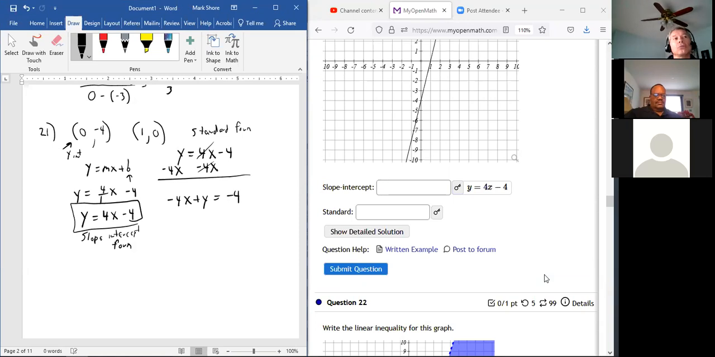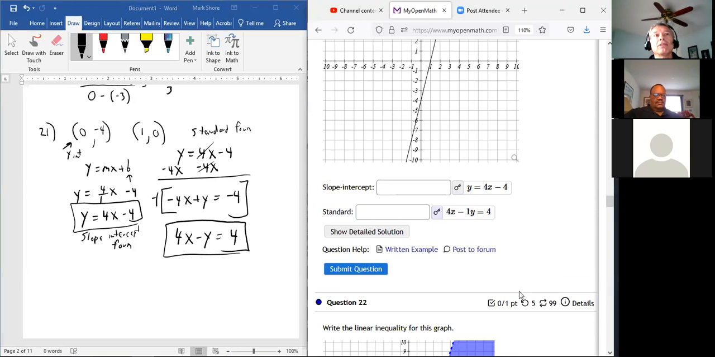Now you also don't want your leading coefficient to be negative, and you can clean that up by just multiplying the entire equation by a -1. And that will just take care of that negative, make it a positive 4x. That would be a minus y, and over here is a positive 4. And that's as clean as it can go right there with standard form. And you can see that's the answer.